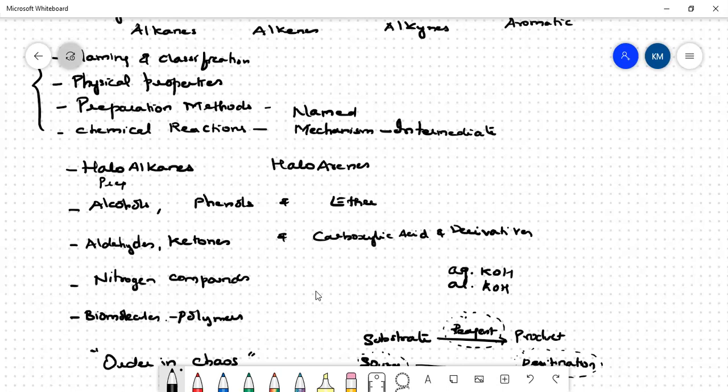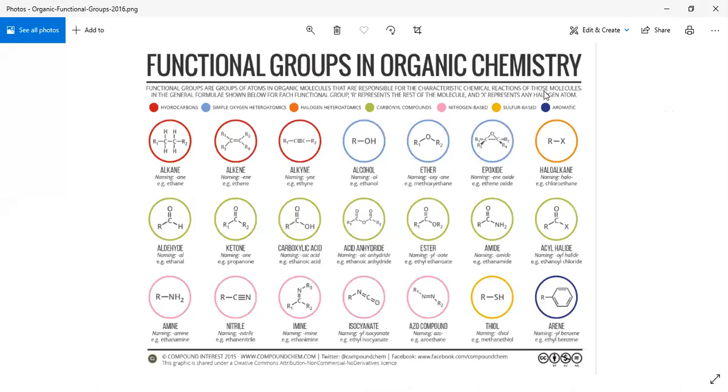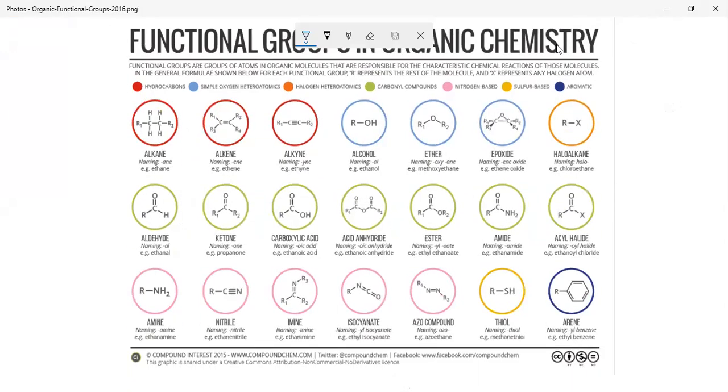Then what we will do, let's try to group everything. Let's see what functional groups there are; maybe I will share one more screen. Is the screen visible? Yes sir. So you know the functional groups. These are the functional groups in organic chemistry.